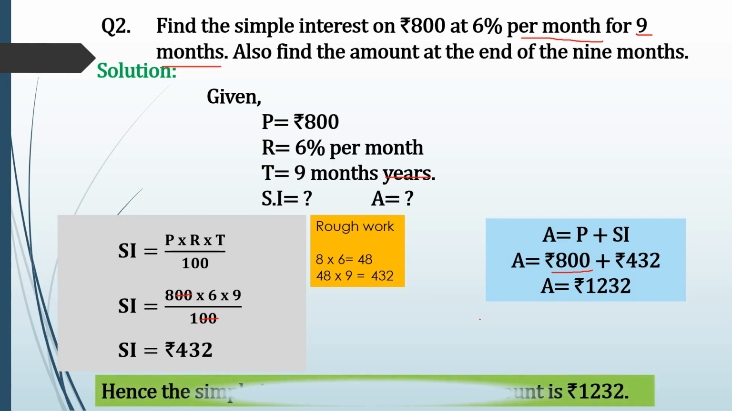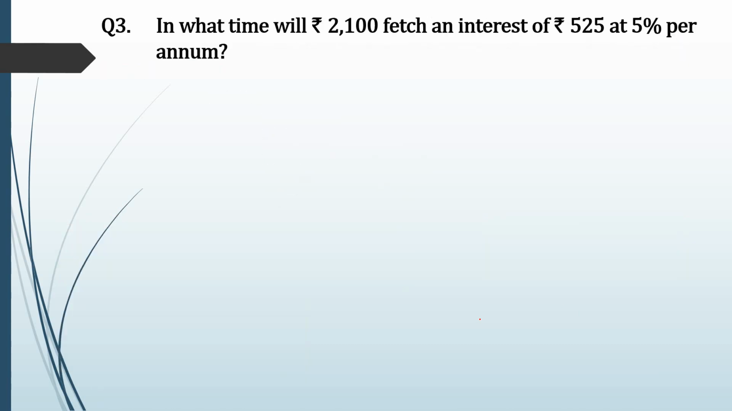Let's take one more example. In what time will rupees 2100 fetch an interest of rupees 525 at 5% per annum? In what time will rupees 2100, this is principal, fetch a simple interest of rupees 525, this is simple interest, at 5% per annum, this is rate. So we are asked to find time.